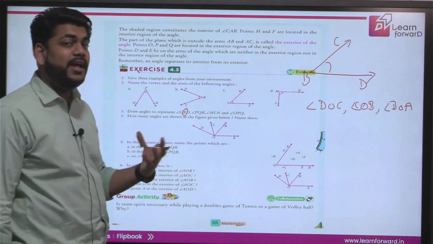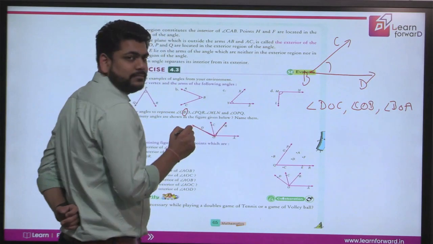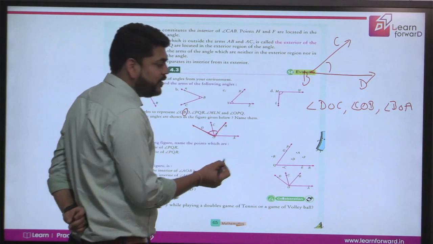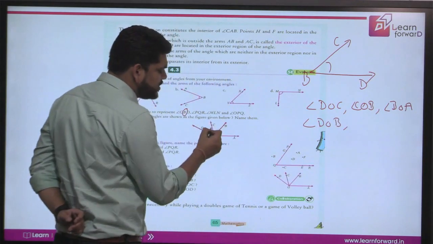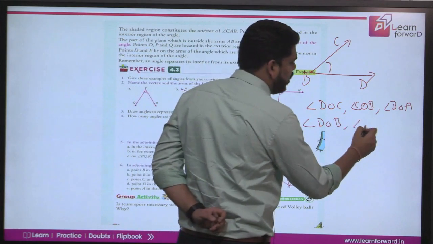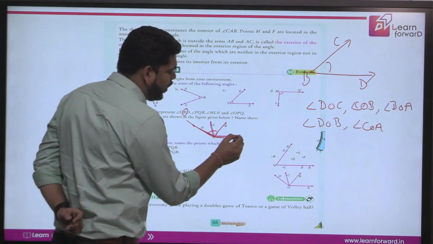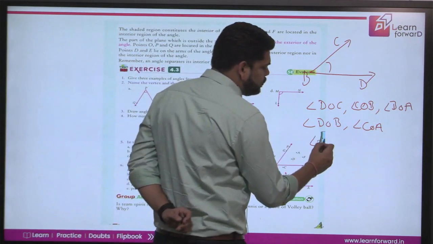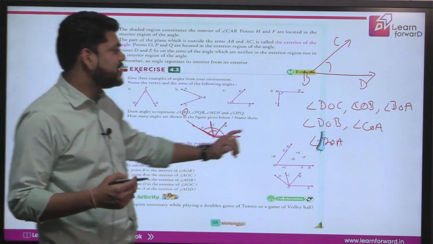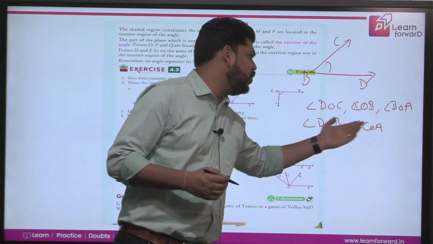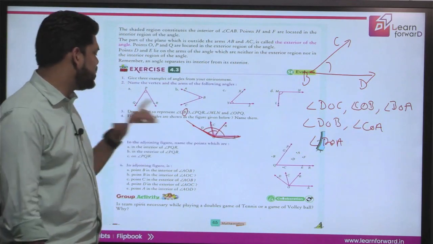But there are some hidden angles as well. I can write DOB. This is also an angle. Right? So angle DOB. Also there is COA, so I will write COA. Also there is DOA, this whole angle. So how many angles are there? 6. DOC, COB, BOA, DOB, COA and DOA. These are the 6 angles this image has.